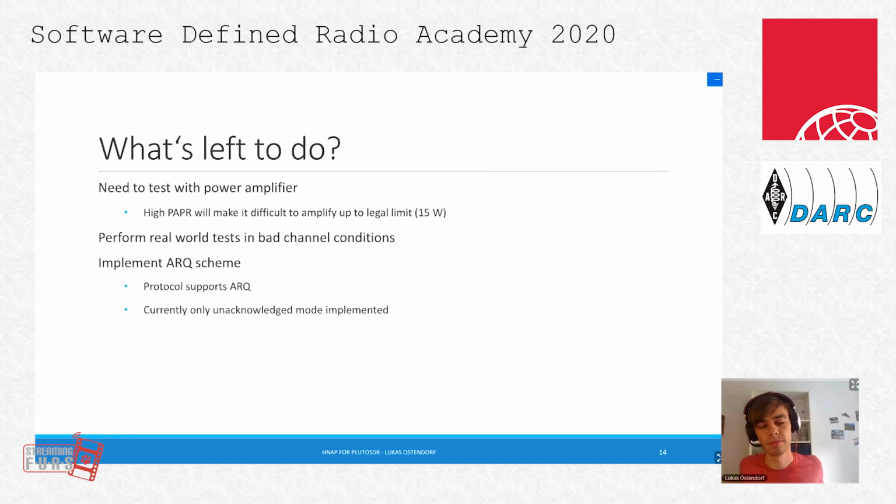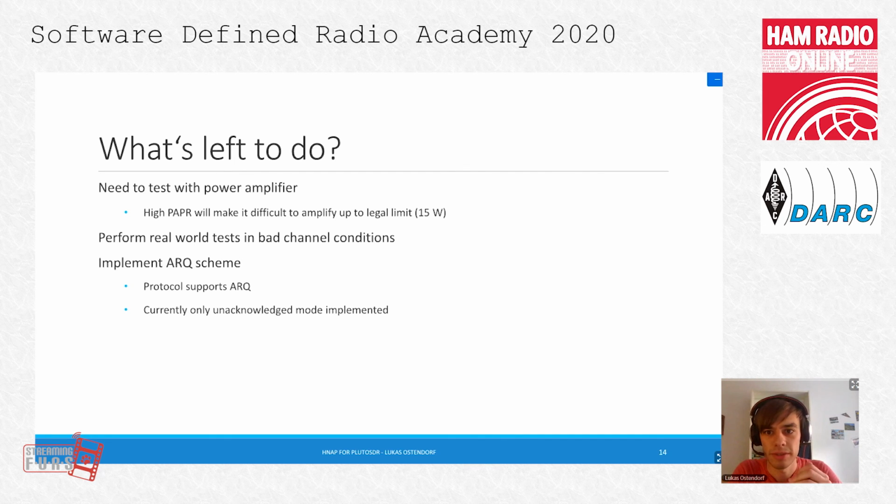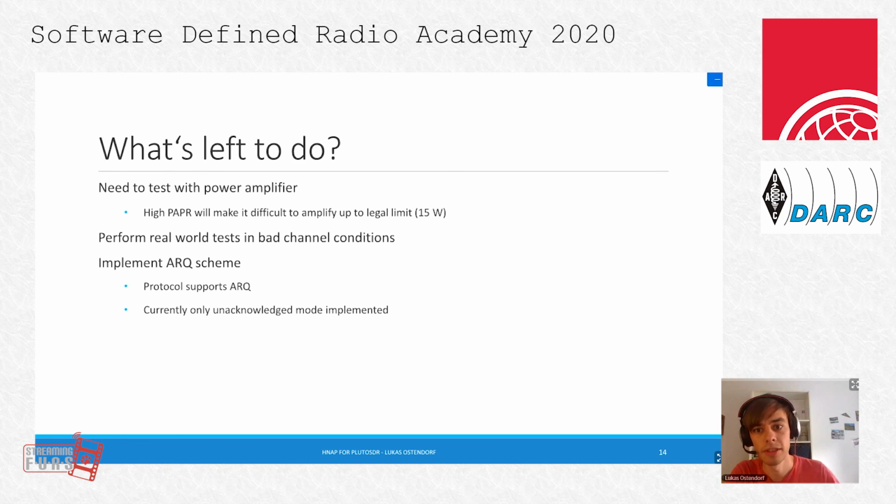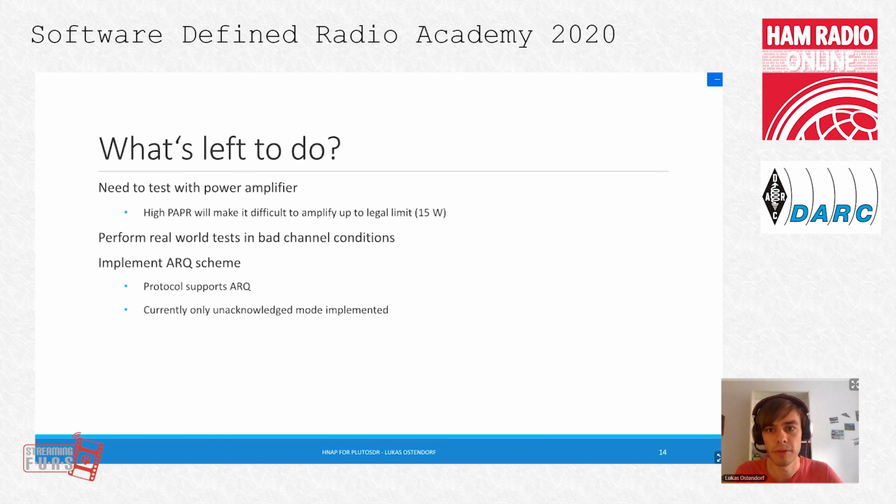Finally, something regarding the implementation. Currently, the only mode that I've implemented so far is an unacknowledged mode at the MAC layer. So no acknowledgements are being transmitted. This is good if we want to use streaming applications like voice over IP, because a certain frame loss is negligible in this case. But if we want to have data transmission, it would be probably better to implement an ARQ scheme.